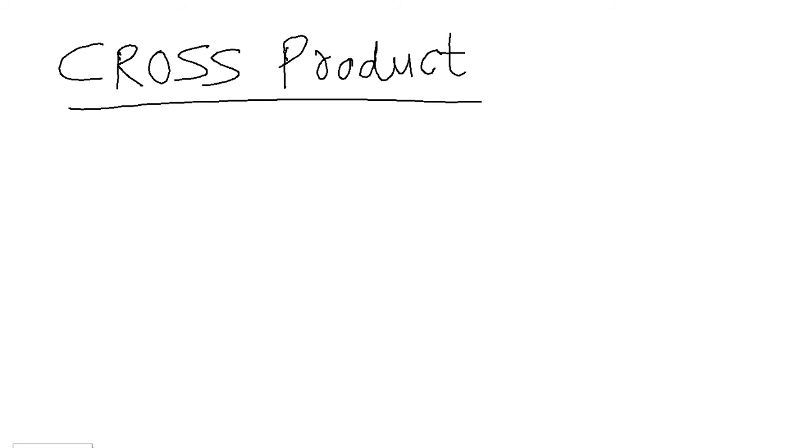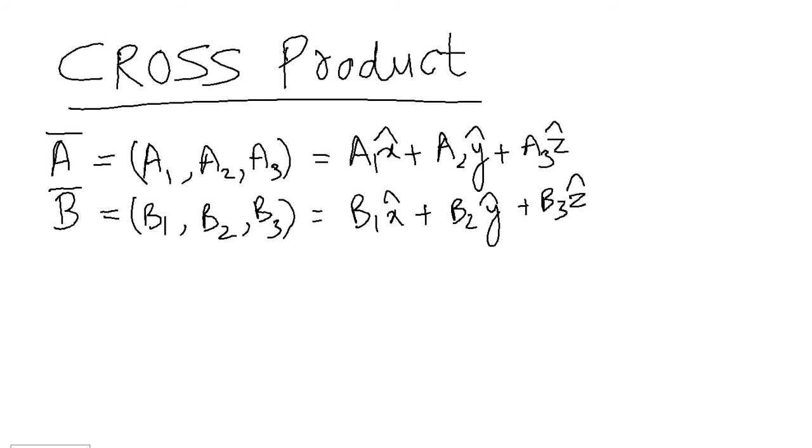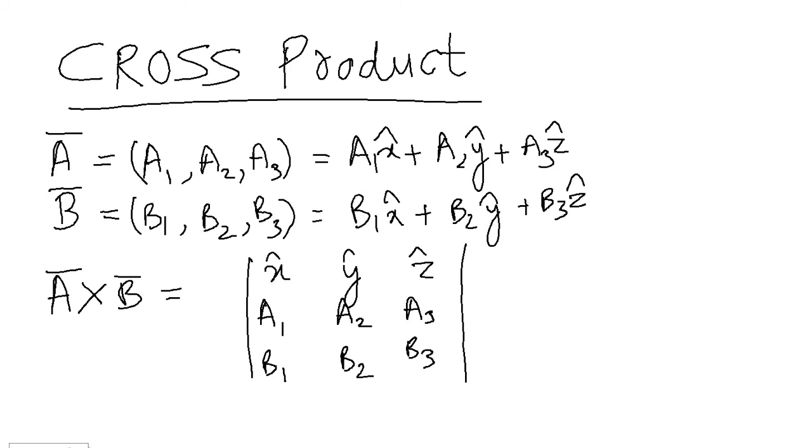Now I'm going to talk about the cross product. Now one thing to notice is that the resultant of a cross product is a vector. So if you have two vectors a and b given by these equations, then the cross product is given by the determinant, which is given by this.